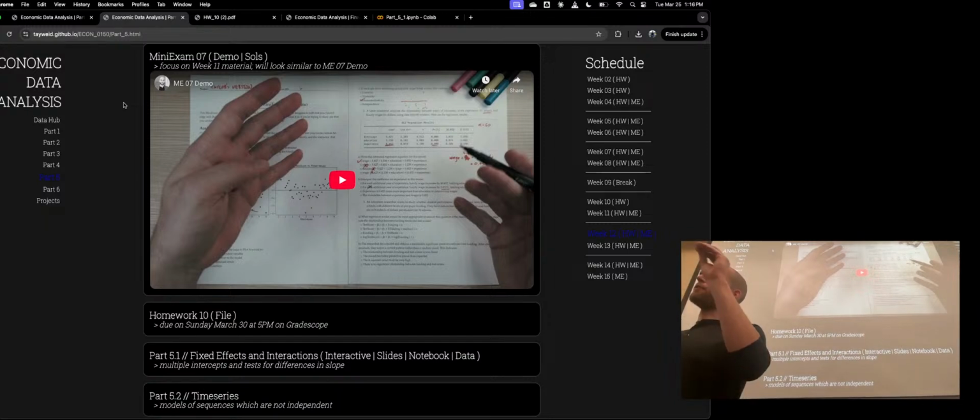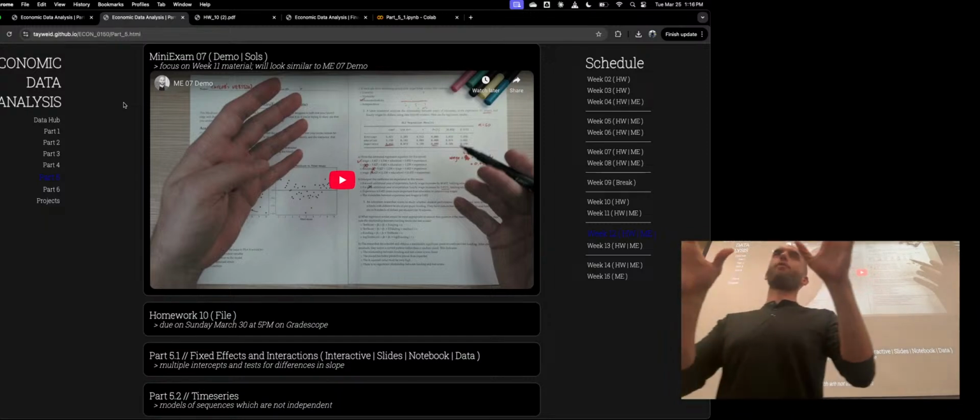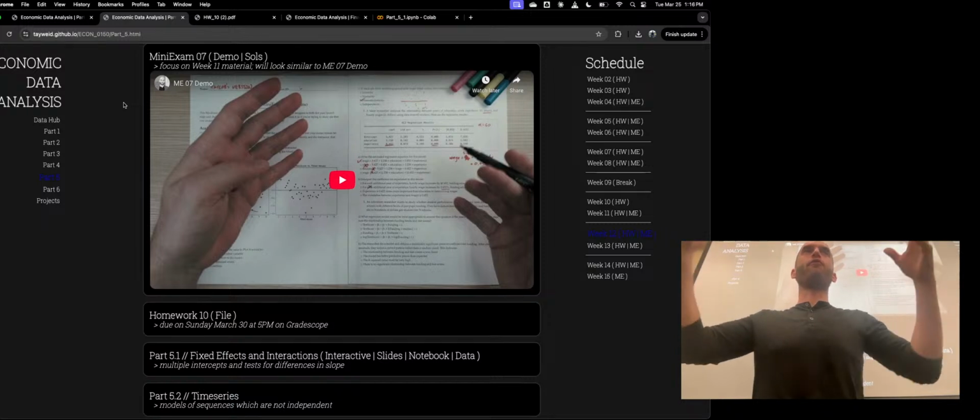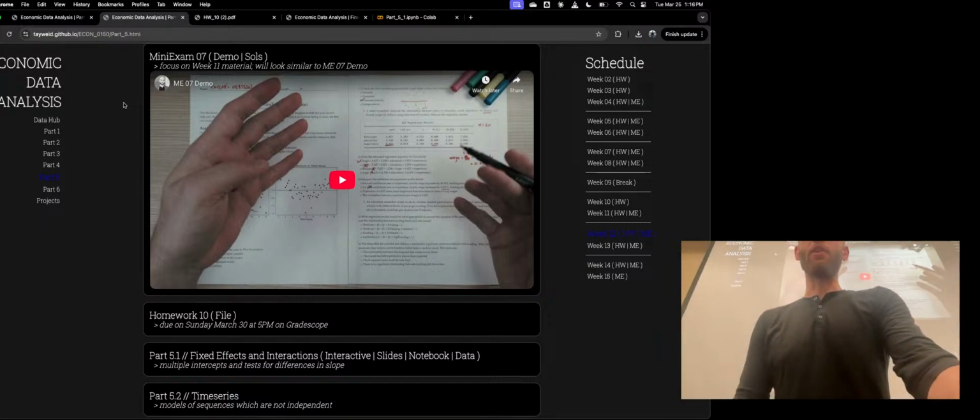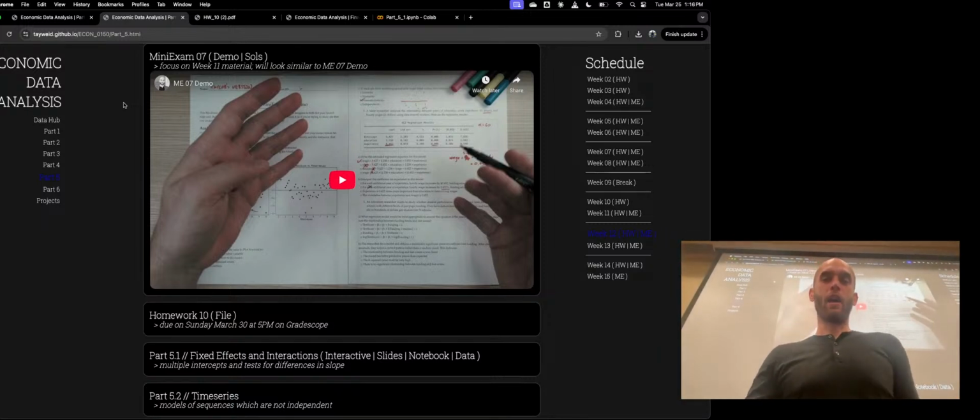So we're going to test a couple of different types of presence of the gender wage gap in different types of settings. So I'm pretty excited about this one.